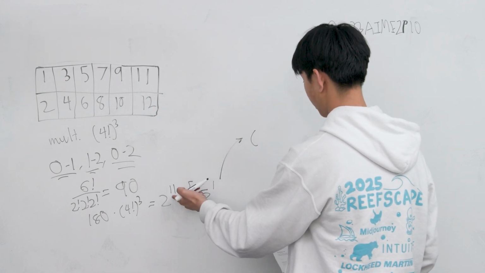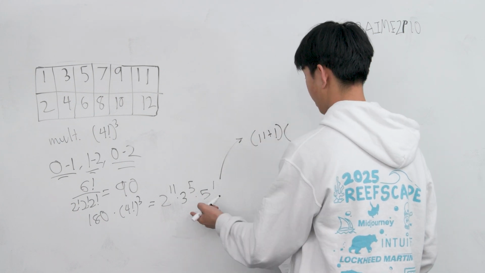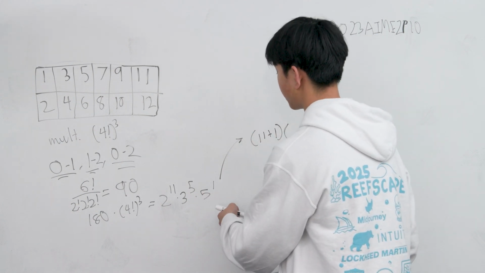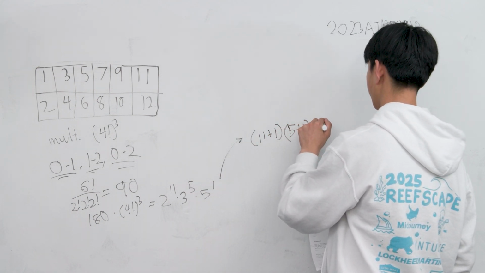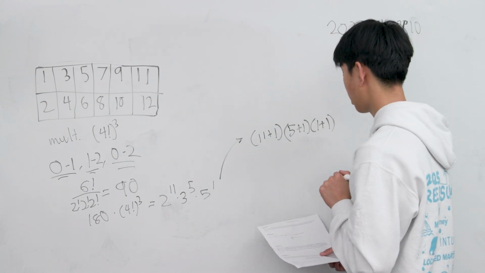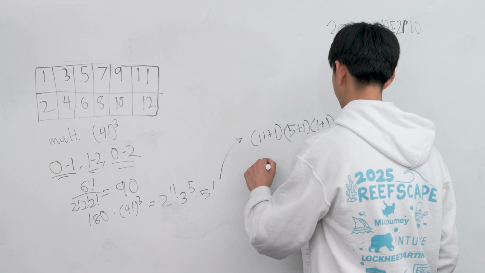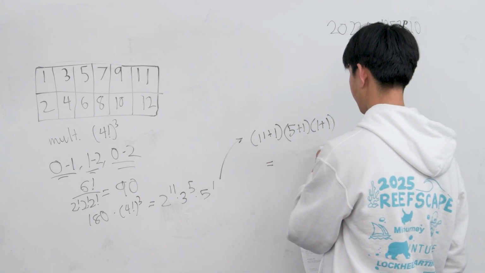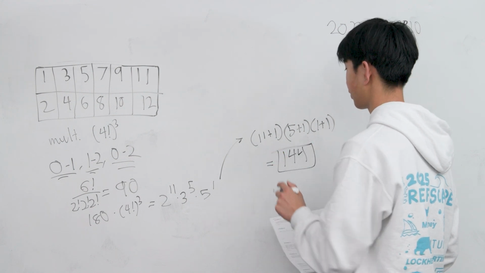So you have 11 as a power, right? 11 plus 1, and then multiply it by the next power plus 1. So there's 5 as a power, so you do 5 plus 1, and then you do 1 plus 1. So then we have the number of factors here. This is 12 times 6 times 2, which is 144. 144 factors is our answer.